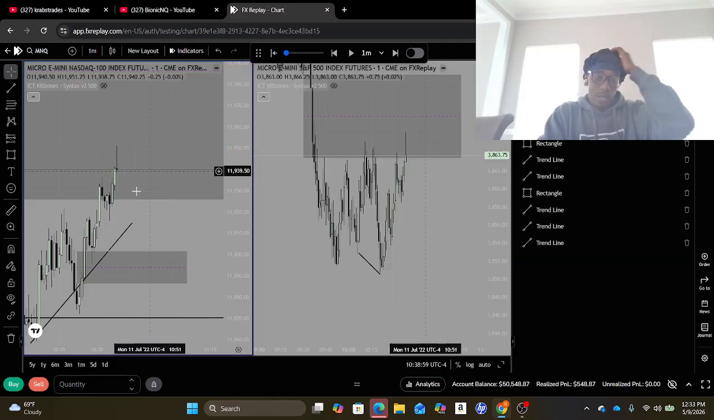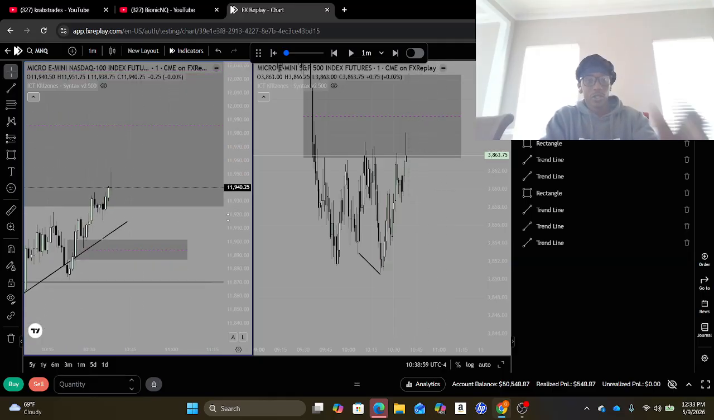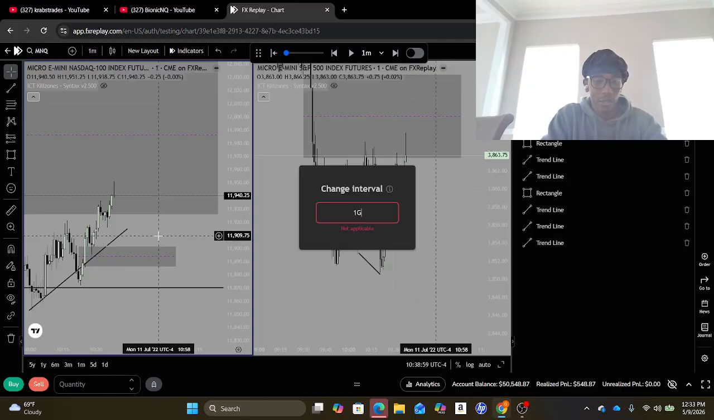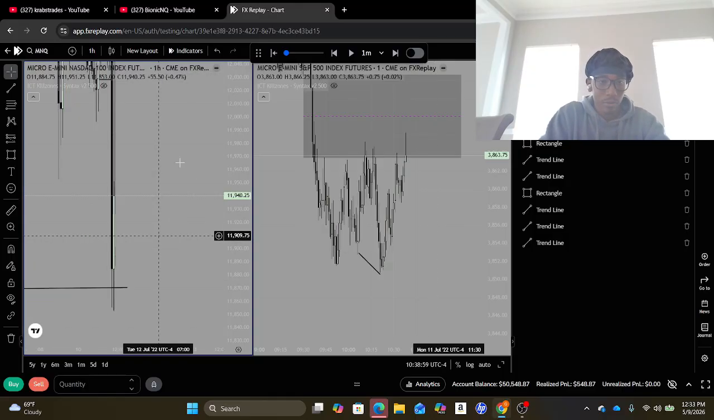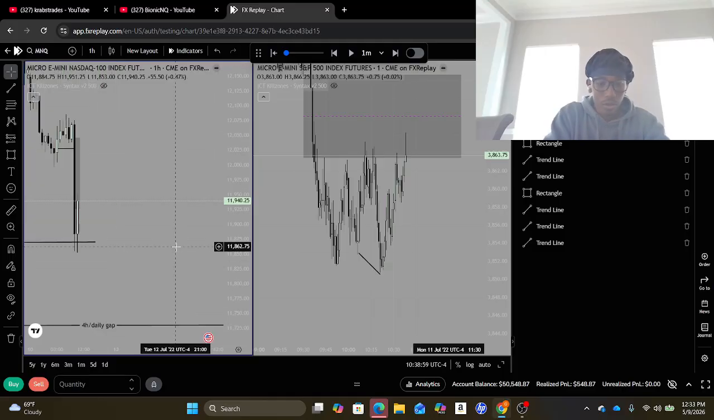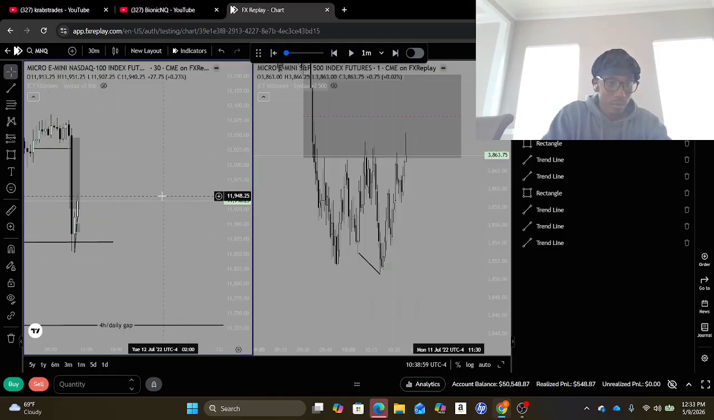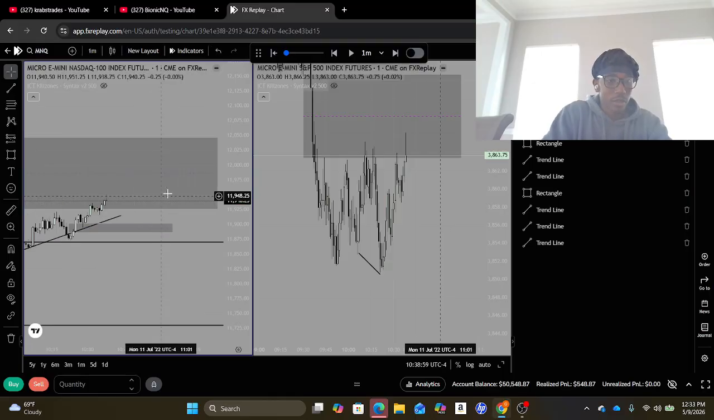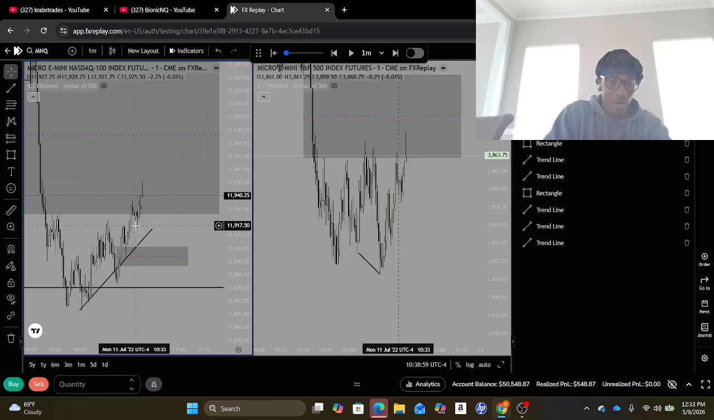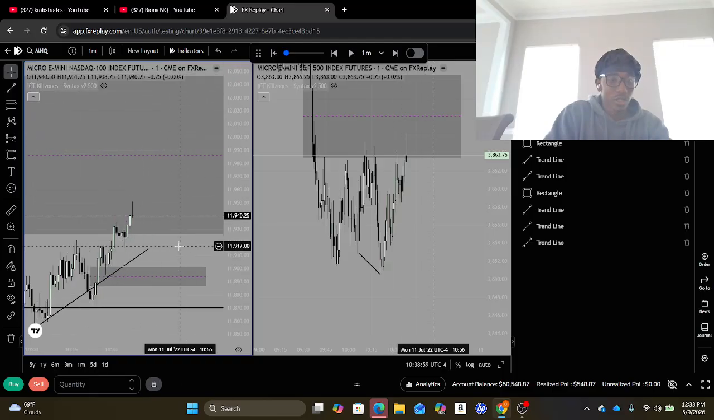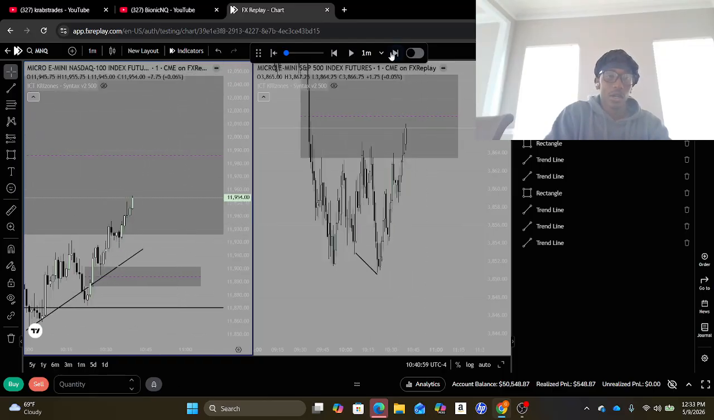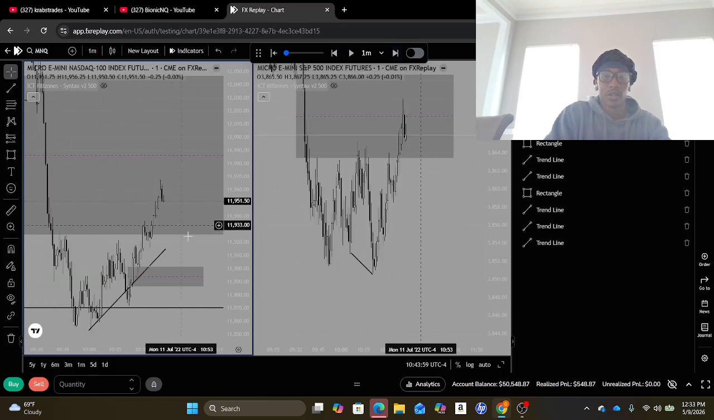So yeah, that happens. Sometimes our draw on liquidity is wrong, but we could just be getting a big pullback. This could be an hourly gap. Yeah, so we just hit a 30 minute. And what time is it? 10:30. So this could be a. Yeah, we could just be reversing off here, though. I can't lie.